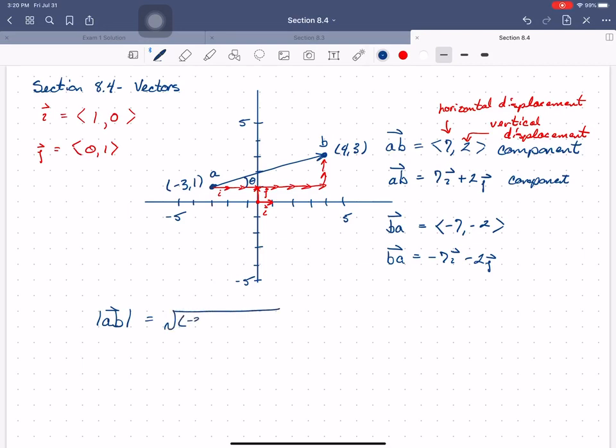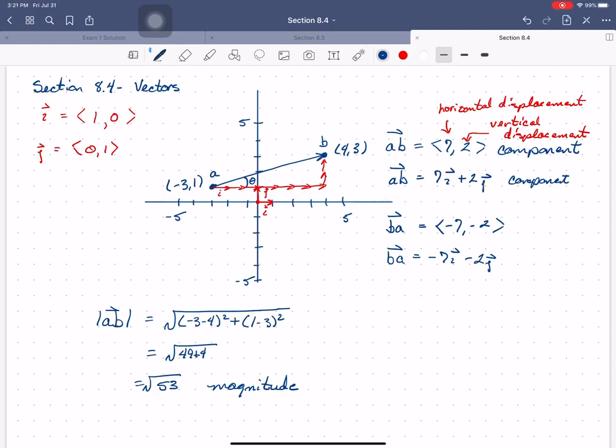So that's going to be the square root of (-3 minus -4) squared plus (1 minus 3) squared, which is the square root of 49 plus 4, which is the square root of 53. So we now know the magnitude. This is the magnitude of my vector. Now, if I could find that angle theta, then I would have a way of describing my vector in terms of a distance and an angle.